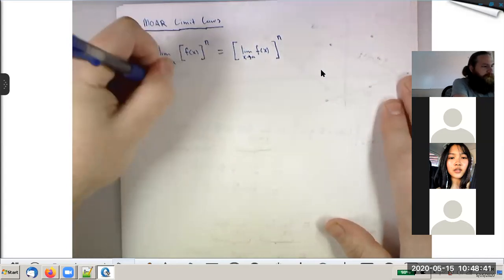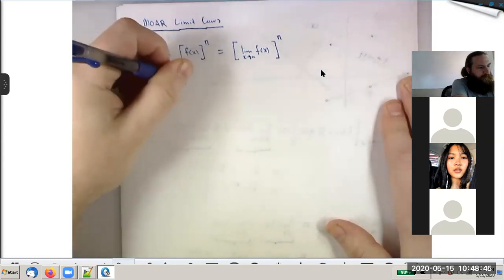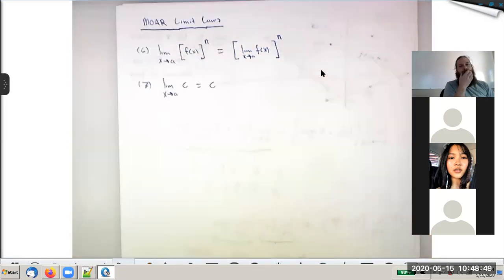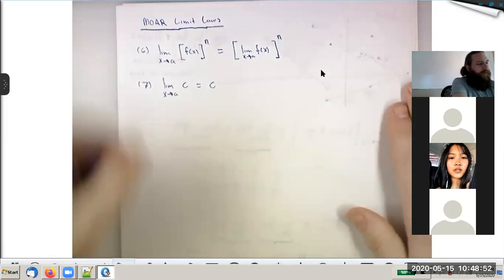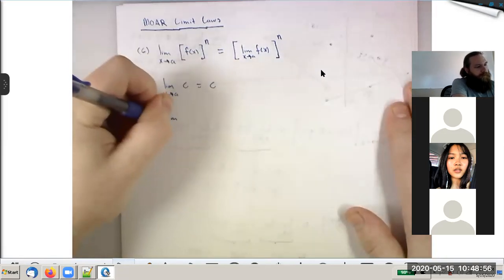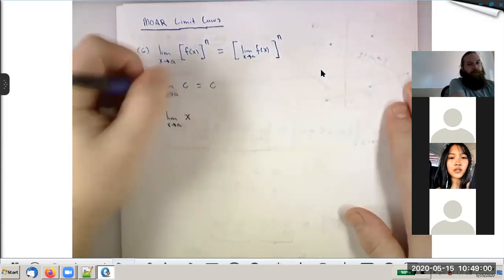The limit of a constant function is just the value of that constant. That's kind of boring. And this one you can probably figure out.